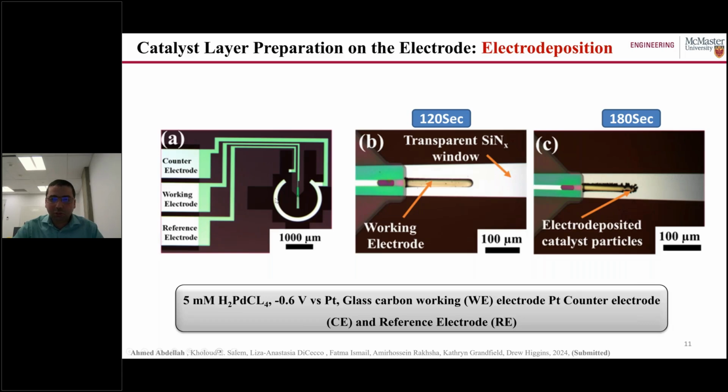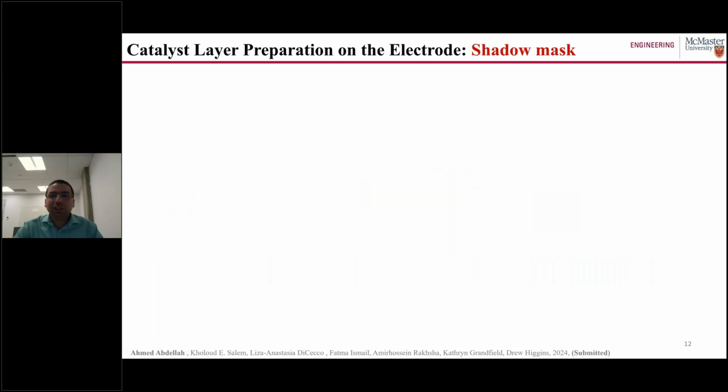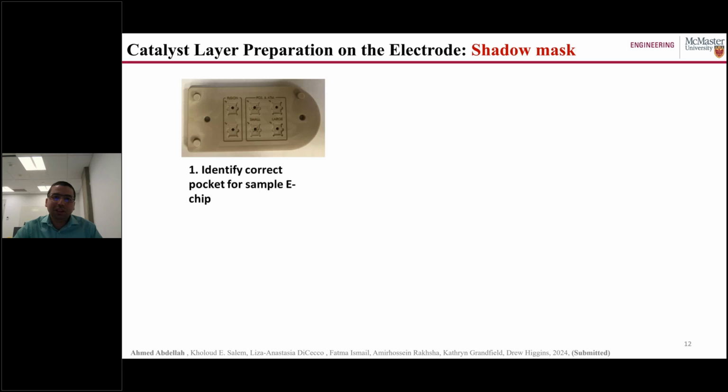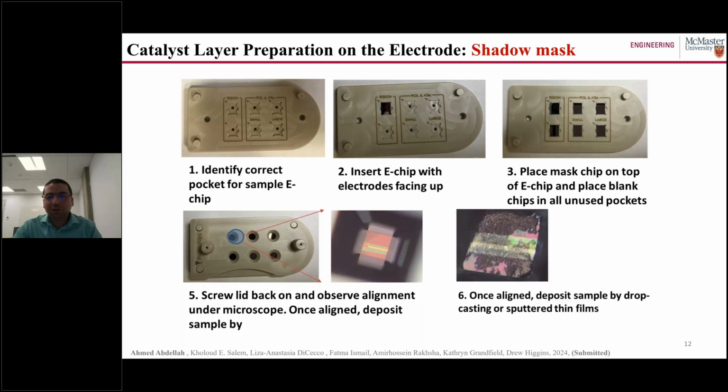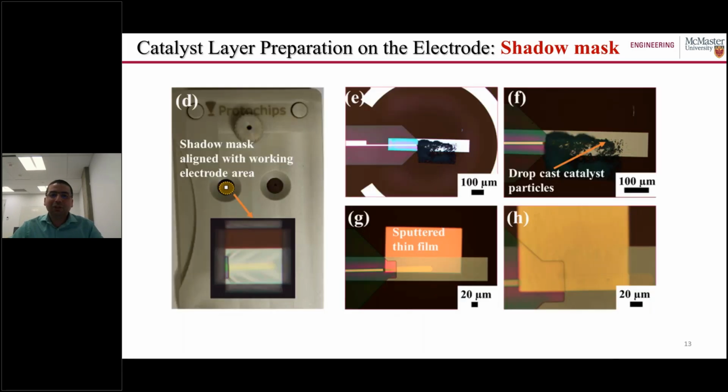So one technique just to prevent this contamination for other parts is using a shadow mask. Proto chips have a very simple technique. They use a shadow mask, so you can put it in the system as you can see here, and apply this small hole just to be aligned with the working electrode. After that, you can do drop casting or sputtering, and you can visualize this small hole using the light microscope.